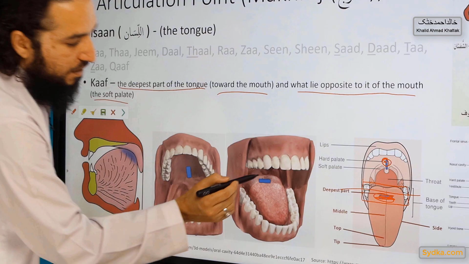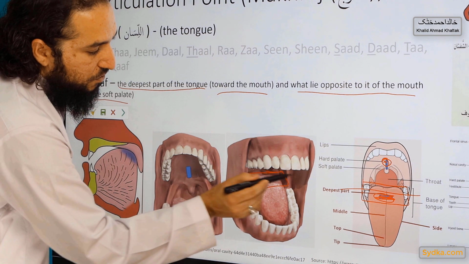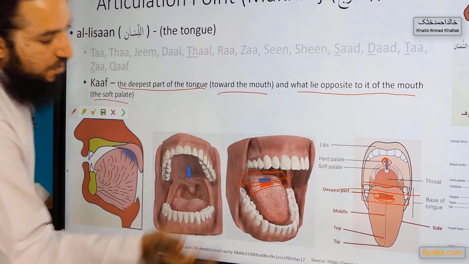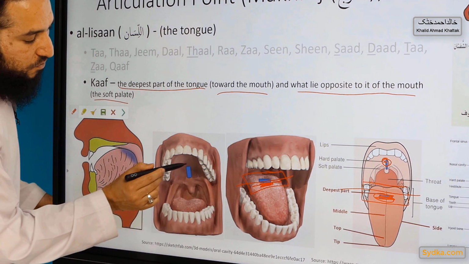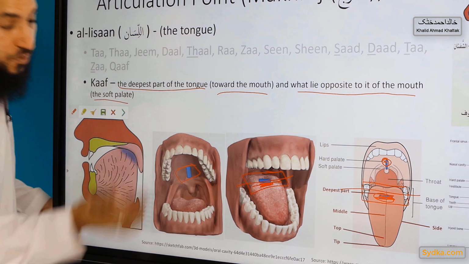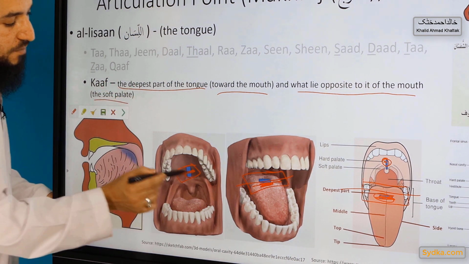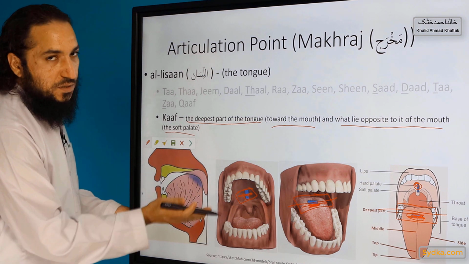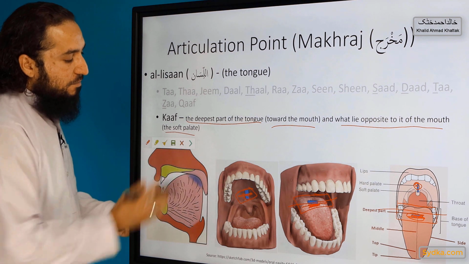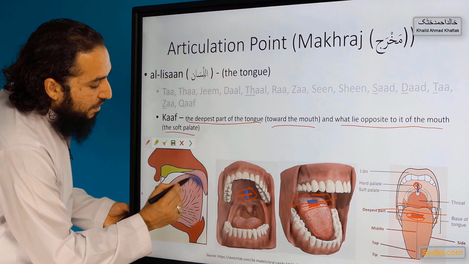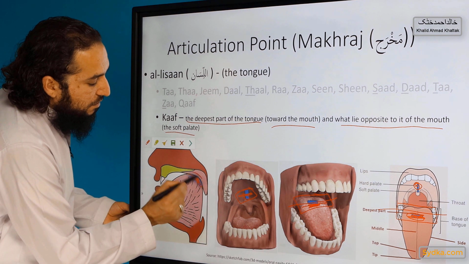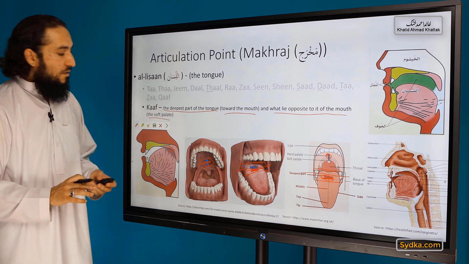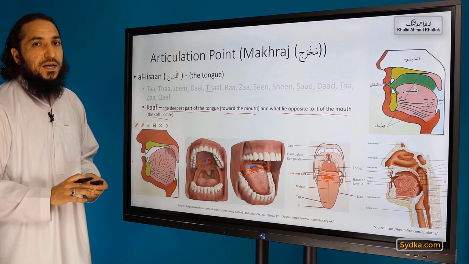Okay, so if you see here again, if you divide into two, the deepest part, the part which is closer to the teeth, will be used to touch what is opposite to it of the roof of the mouth, of the soft palate, and it's towards the hard palate. The qaf was just down there, and the kaf is a bit upper, you can see here, and the soft palate touching here. So this is the articulation point for kaf, or the sound ak, ak.